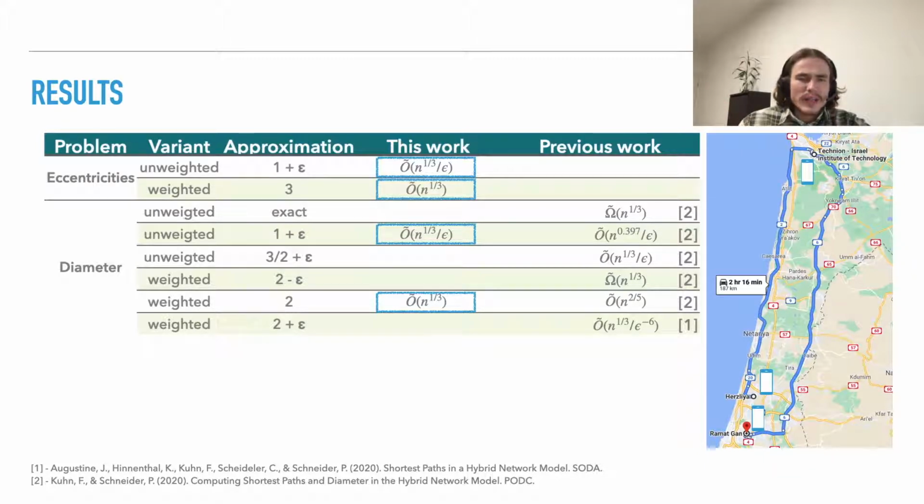Our results for diameter improve upon the results from the previous work either in round complexity or in approximation factor. And they also compare nicely with the lower bound shown by Kuhn and Schneider for exact diameter and 2-epsilon weighted diameter. Those problems require roughly n^{1/3} rounds.